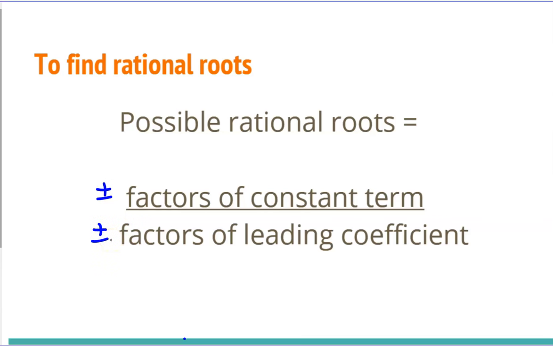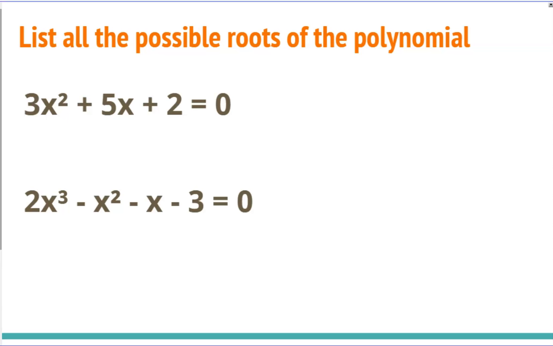Okay? Examples. Here we go. List all the possible rational roots of the polynomial 3x squared plus 5x plus 2. All right, well, my constant comes first, so I need to find all of the factors of 2. Well, what times what could be 2? Well, it could be 1 and 2, right? So we're going to do positive and negative 1, positive and negative 2.